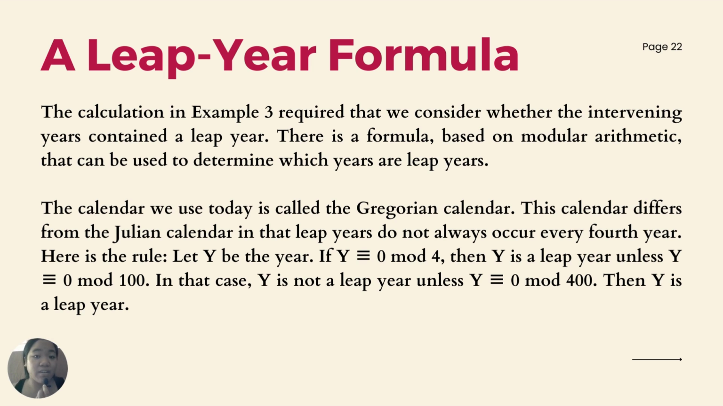Let y be the year. If y is congruent to 0 mod 4, then y is a leap year, unless y is congruent to 0 mod 100. In that case, y is not a leap year, unless y is congruent to 0 mod 400. Then y is a leap year.